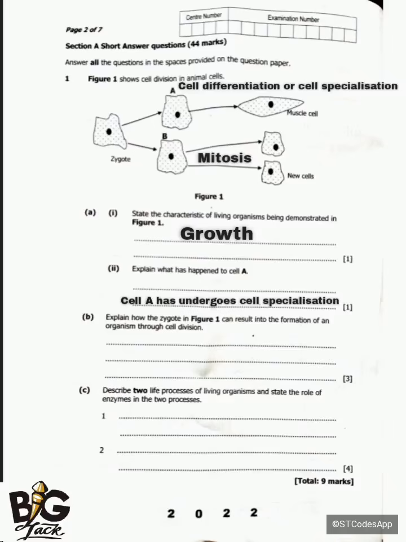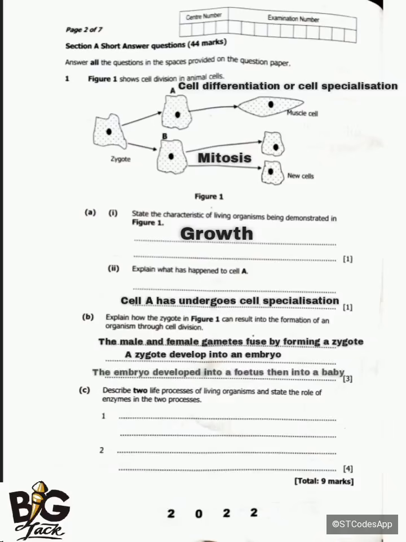After fusing, a zygote is going to be formed, which is this one in the diagram. Then the zygote is going to develop into an embryo. Then the embryo is going to develop into a fetus, or some say foetus.